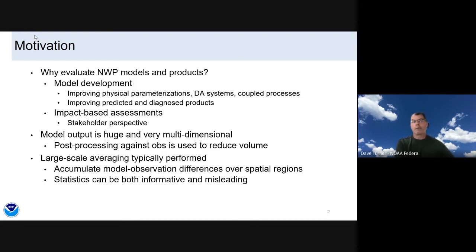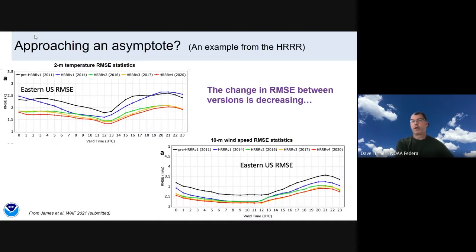So I'm going to ask a provocative question. Next click. Has our model development plateaued? Let me give you an example. Next slide. So we've been developing NGSL, the HER, for over the last decade. And so here what I'm showing is the RMSE, the root mean square error, in both 2 meter temperature on the left and the 10 meter wind speed on the right. The different colors represent different versions of the model over that decade.